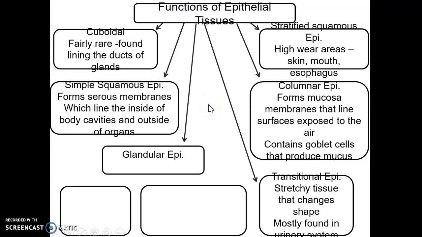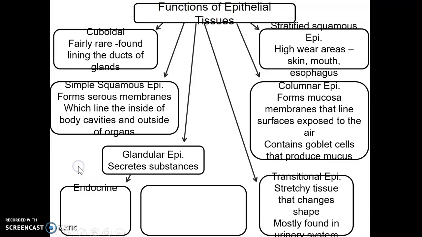All right, next one is called glandular epithelial, and this has to do, guess what, with glands. All right, and so these are things that secrete stuff. They make sweat, or they make oil, or they make hormones that are going to be secreted out of the cell. All right. Now, there are two types of glandular epithelial.